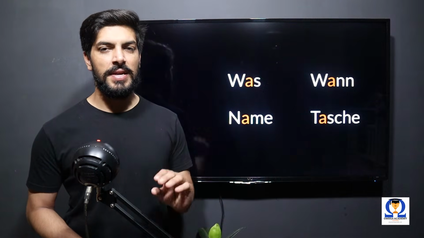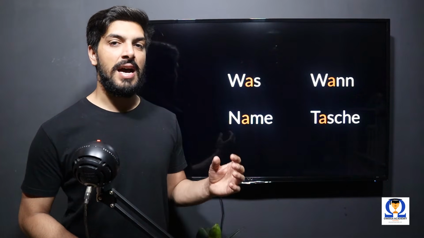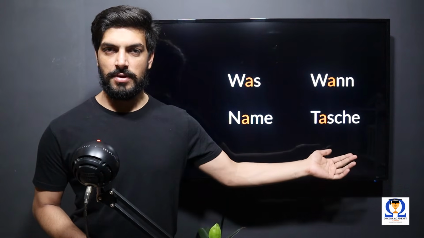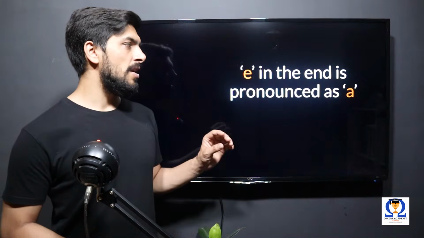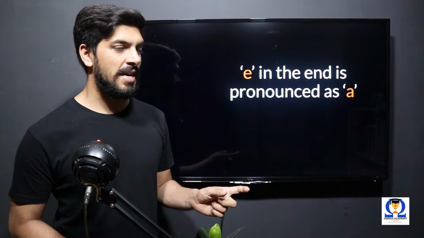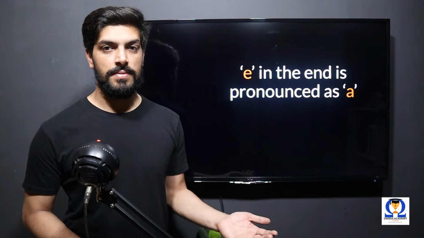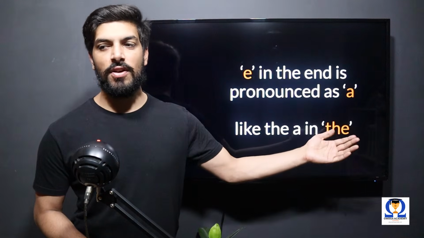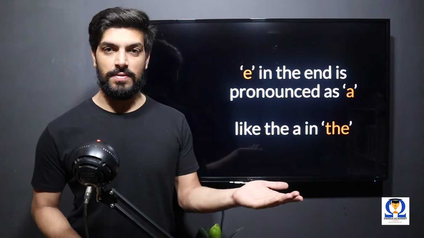Now, for now, meaning is not important. Important is that you understand A is pronounced as ah. Was, wann, Name, Tasche. Okay, you can pause the video and you can repeat it. The next rule is whenever there is E in the ending of any word, you pronounce that as uh, not ee. Remember. So for an example, we have this uh sound in the end of the. We don't say dee, we say the uh sound.